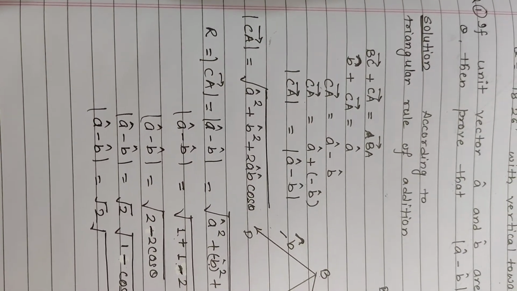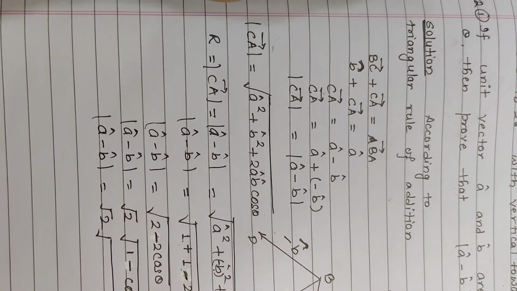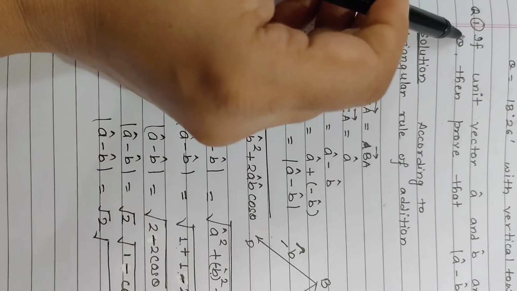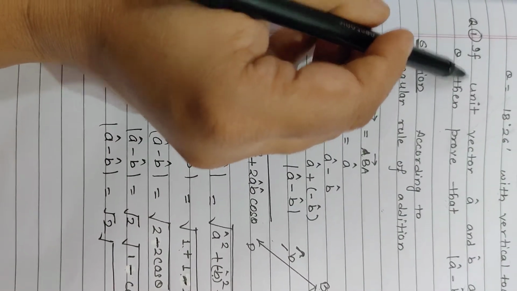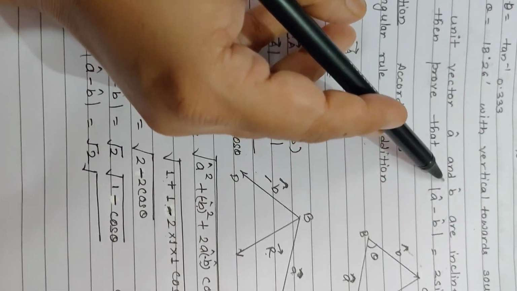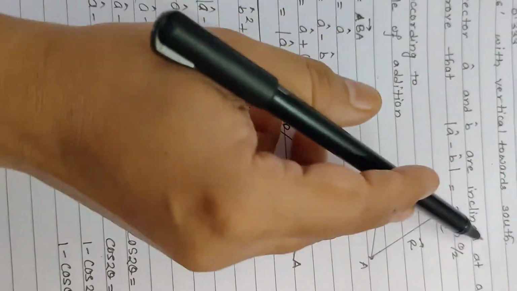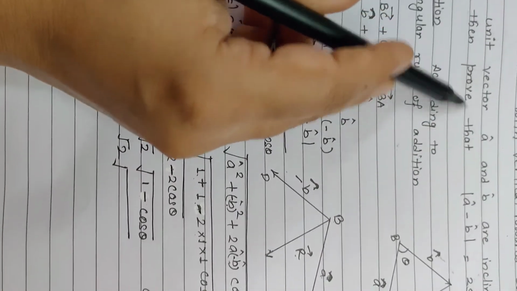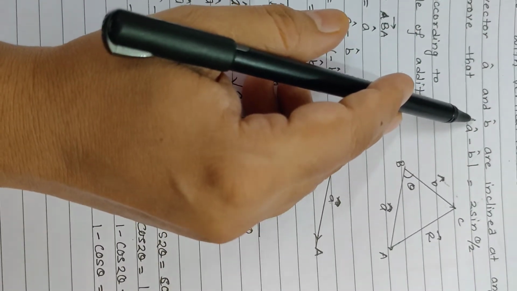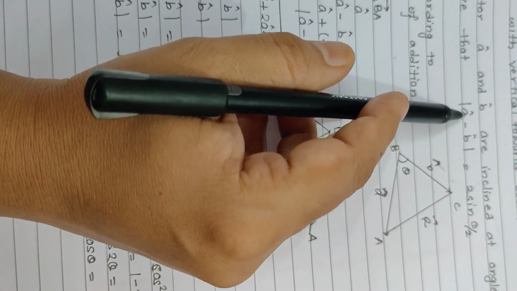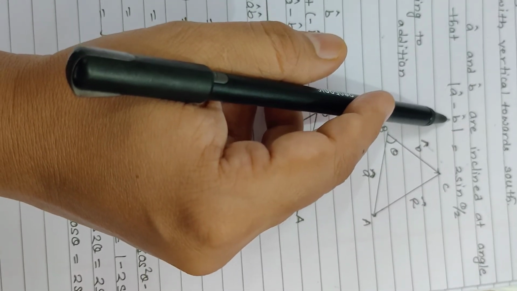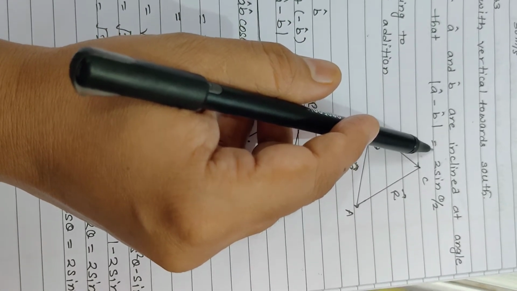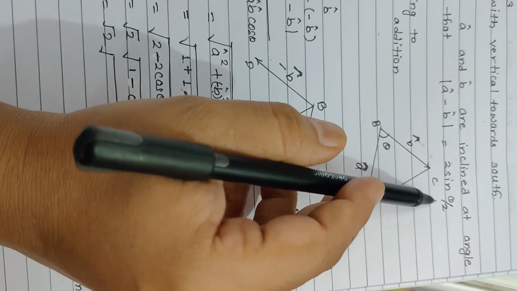These are some questions asked by the students. So the first question I am taking here is: if unit vectors a cap and b cap are inclined at angle theta, then prove that the magnitude of a cap minus b cap is equal to 2 sine theta upon 2.